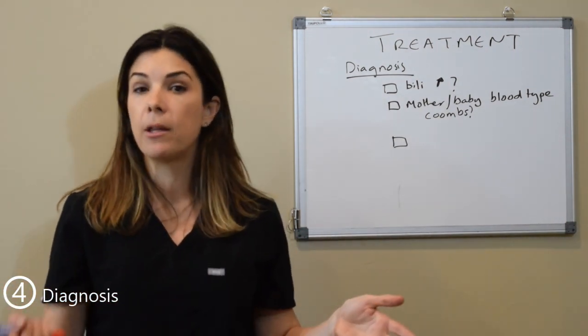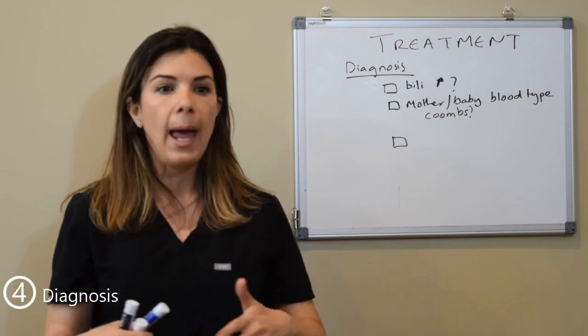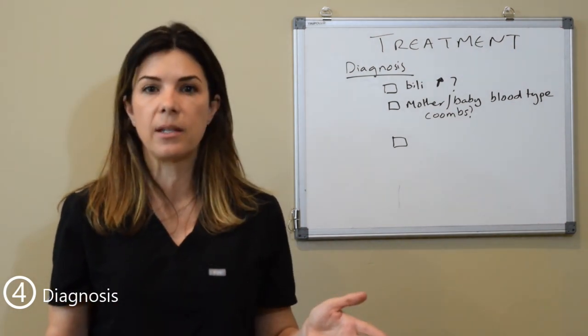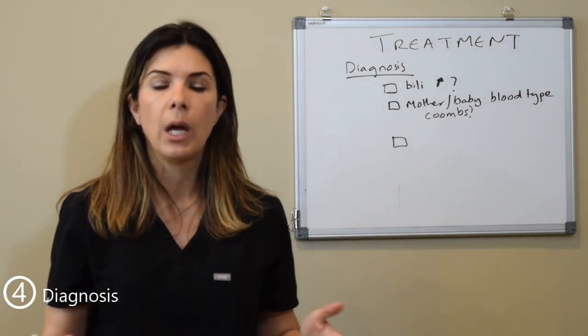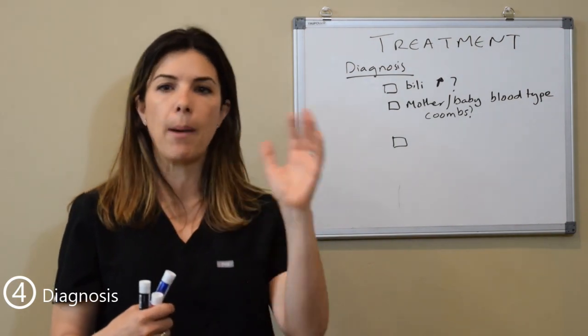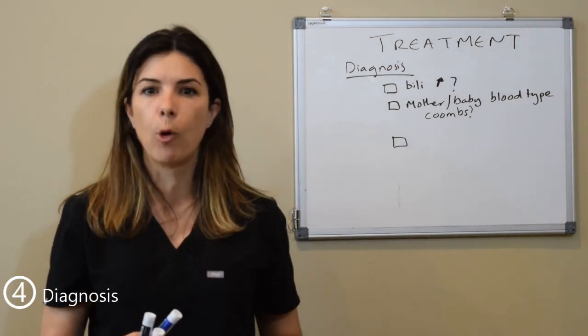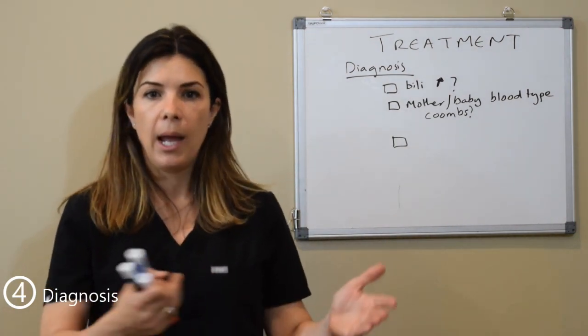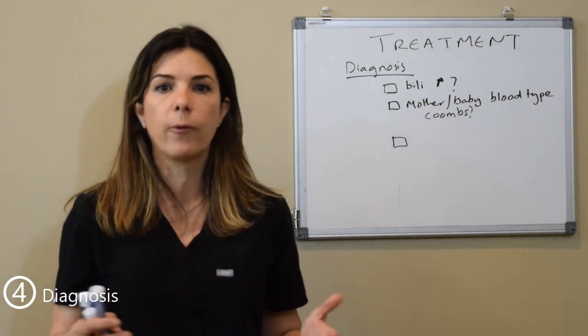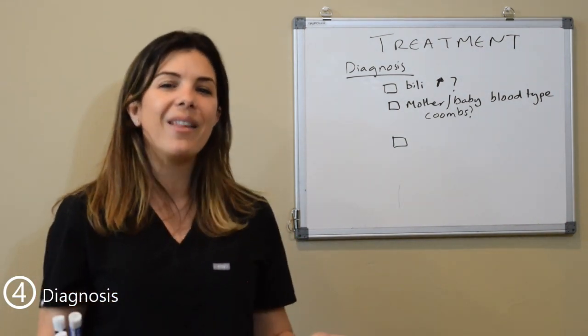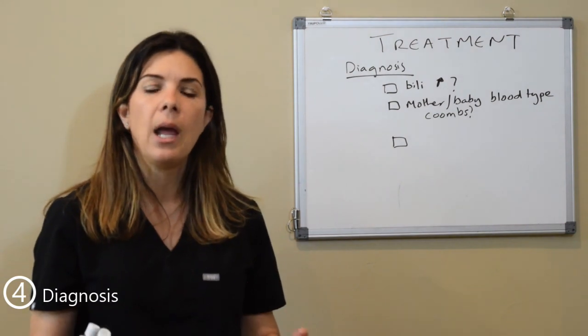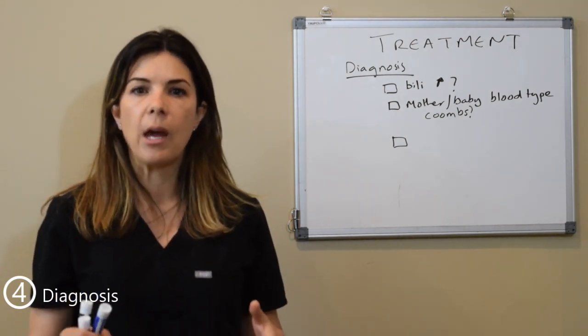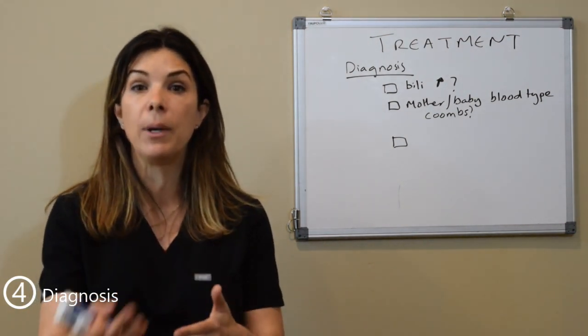You look at the mummy and the baby's blood type, you look at the Coombs, and none of it is consistent with an immune process. So for example, mummy could be O positive, baby's O positive, and direct Coombs is negative. In that situation, there's no setup for it to be hemolysis. But the bilirubin is so high that you're convinced there is a hemolytic process going on.